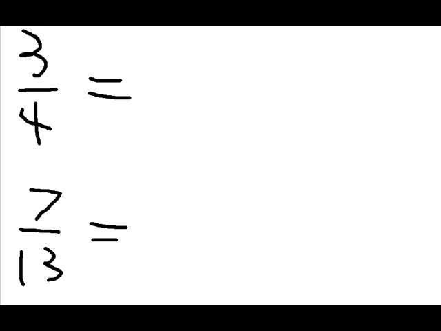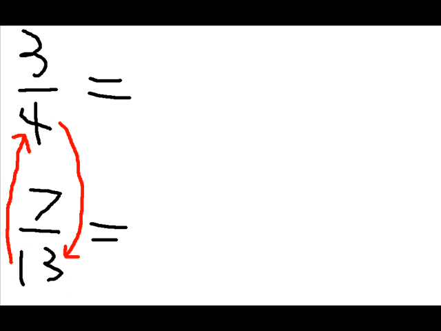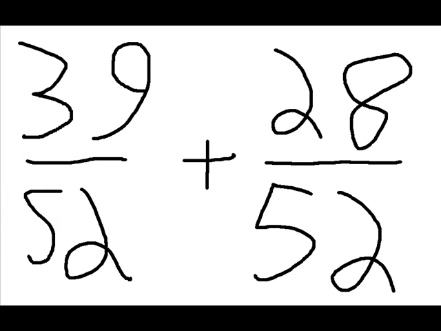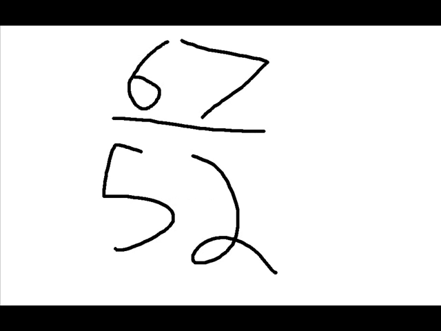Okay, so now we have 3 fourths plus 7 thirteenths, which is like, ah! Because they don't go into each other evenly. So now all you have to do is multiply 13 by 4 and 4 by 13, which gives you a common denominator of 52. So now we have 39 over 52 plus 28 over 52, which equals, after much help from the calculator, 67 over 52.